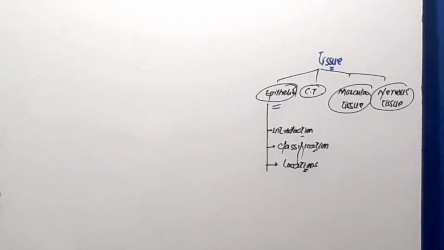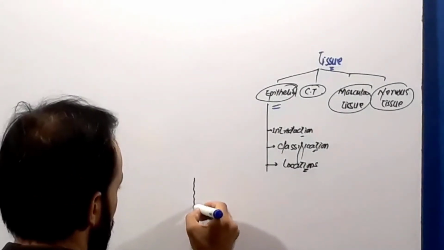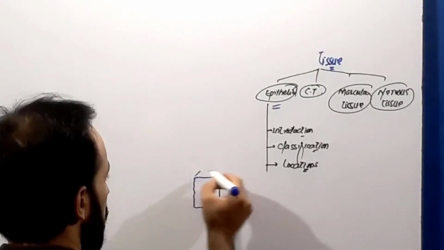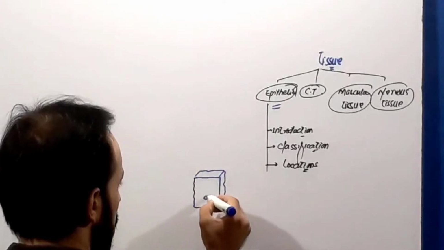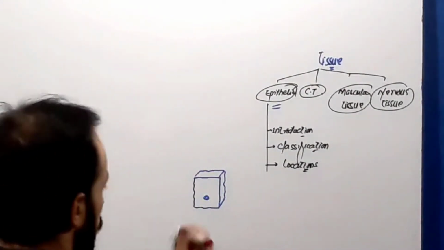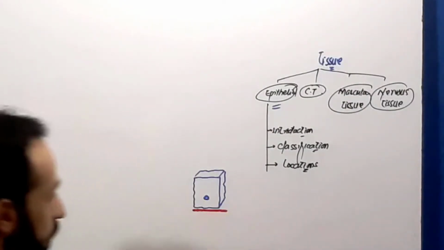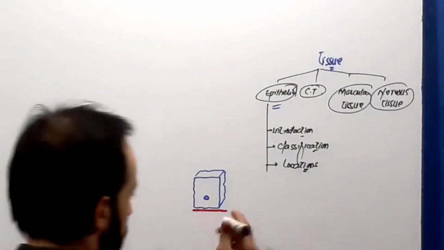Now in this lecture I am going to discuss the basal side of the epithelial tissue. As I had told you, every epithelial tissue in our body, for example, if this is an epithelial cell, a very simplified epithelial cell, must be resting on a special membrane. This membrane is called the basal lamina, or basement membrane.